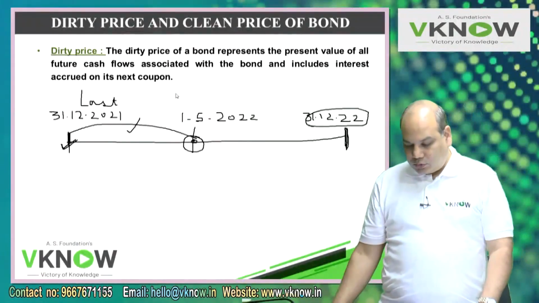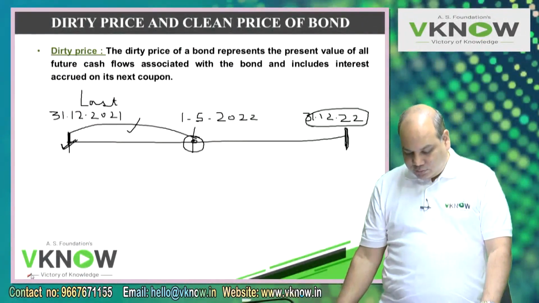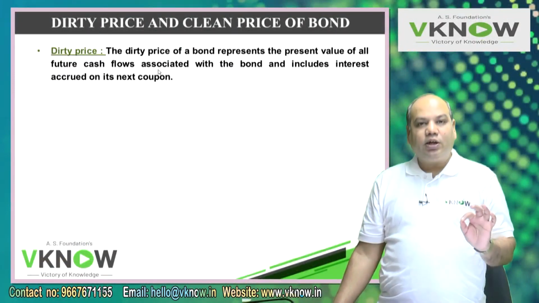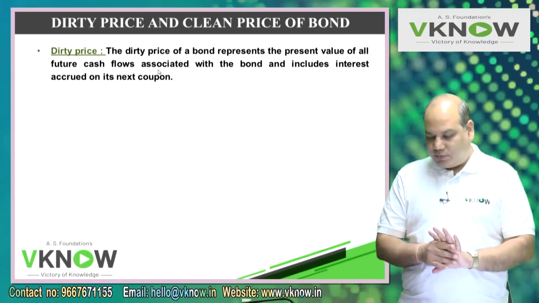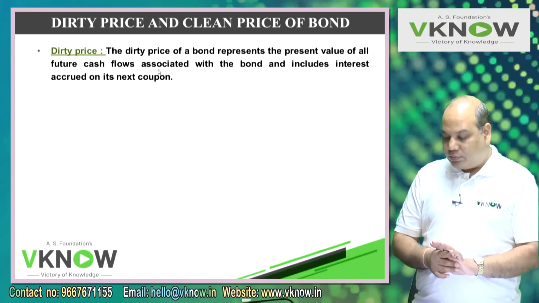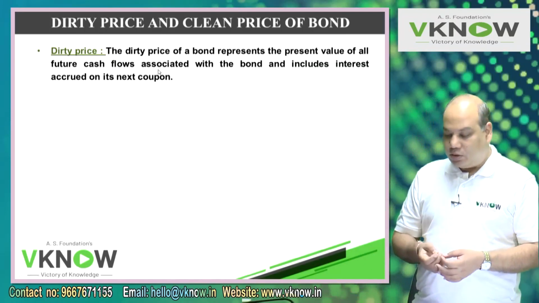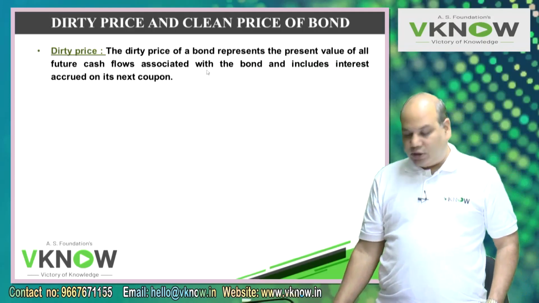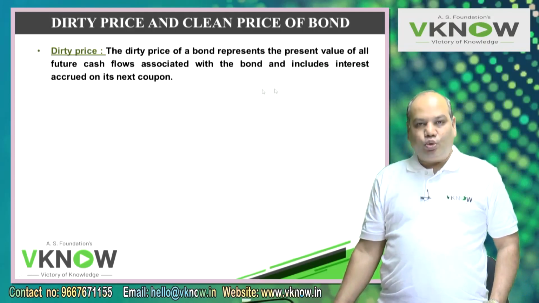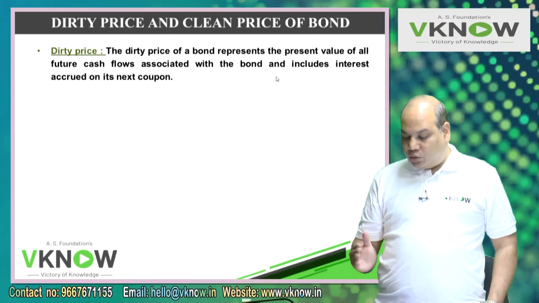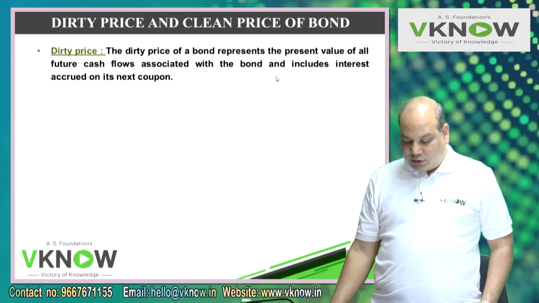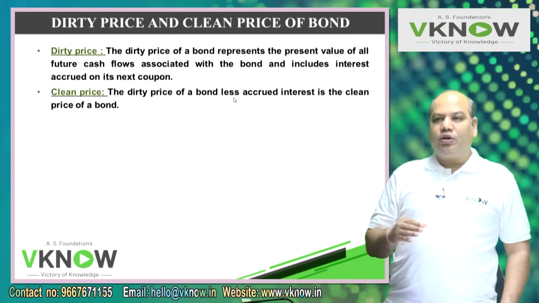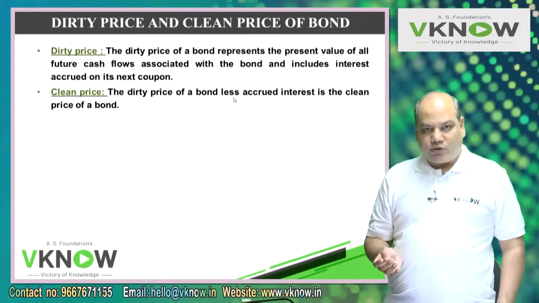Okay, so now let us come back to our notes. First we'll see dirty price. Dirty price, just write in bracket cum interest price, and then the matter is simple. Dirty price of a bond, meaning cum interest price of a bond, represents the present value of all future cash flows associated with the bond and includes, underline, includes interest accrued on its next coupon. So cum interest price includes interest which has accrued up to the date of transaction.